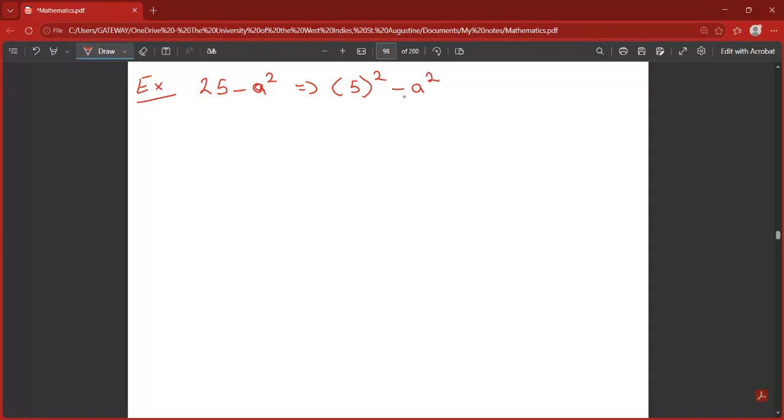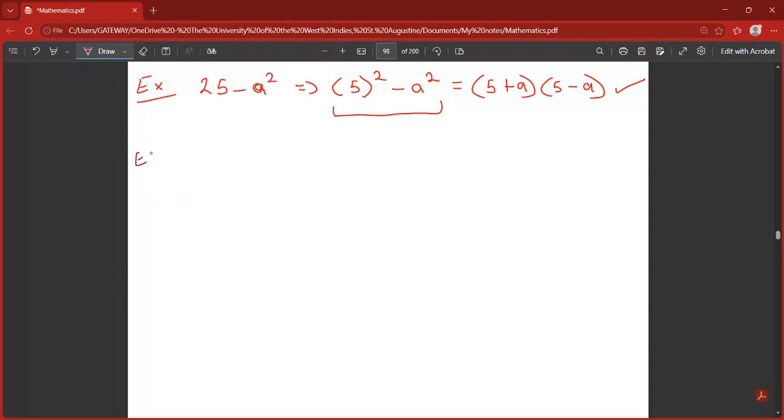You need to write it in the difference of two squares form, such as on this side here, before you can factorize the difference of two squares, right? So you see now that you have one term squared minus another term squared. Applying the formula, it will be the first term, which is 5, plus the second term, which is a, in brackets, times the first term, which is 5, minus the second term, which is a. That's how you factorize the difference of two squares.